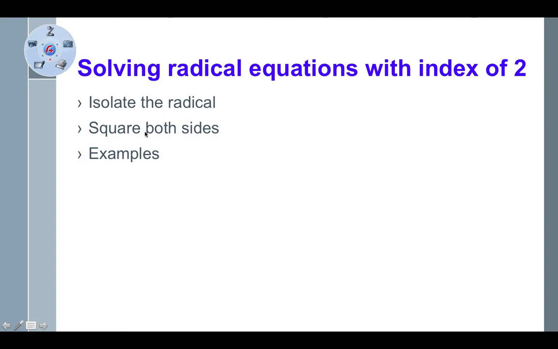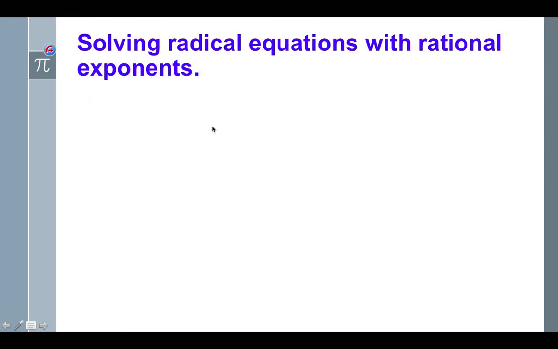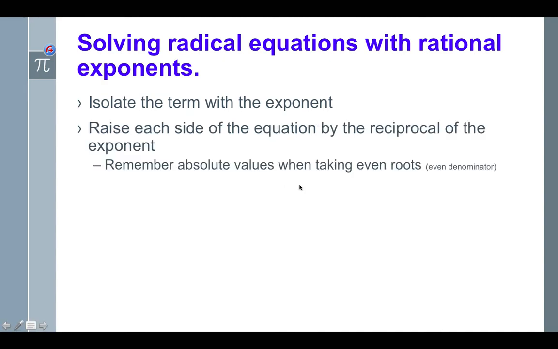So let's take a look at more complicated types of problems that we're going to be seeing today. This is going to be solving radical equations with rational exponents. So not just square roots anymore, but problems with different types of exponents like we learned in the last lesson. We're going to do the same kind of idea. We're going to isolate the term with that rational exponent. And then this is the new piece: we're going to raise each side of the equation to the reciprocal of that exponent. And the reason we're going to do that is this.